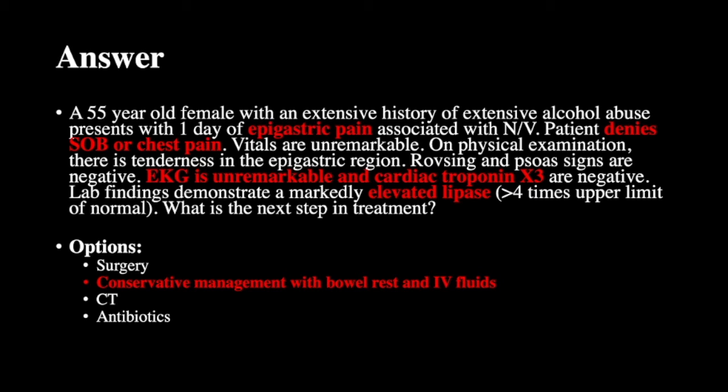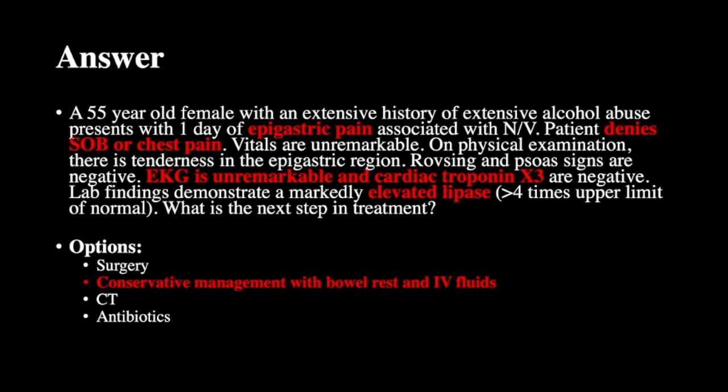Moving on, EKG is unremarkable and cardiac troponins are negative ×3. This line in particular tells us that ACS is very unlikely. In case the patient did have STEMI, you would expect some sort of abnormalities in the EKG. And if a patient did have NSTEMI, you would expect some sort of abnormalities in the cardiac troponins. So once again, ACS is very unlikely in this patient.